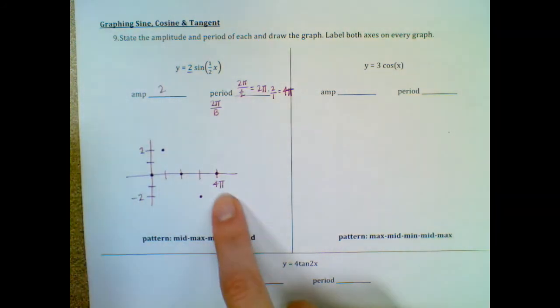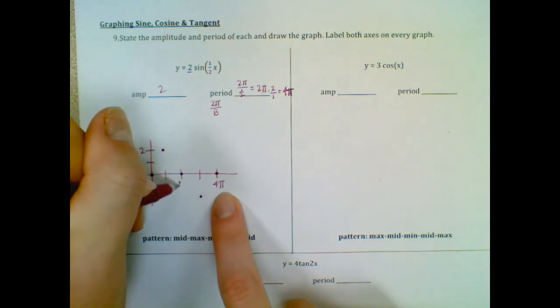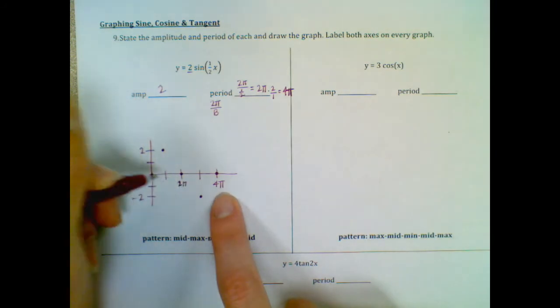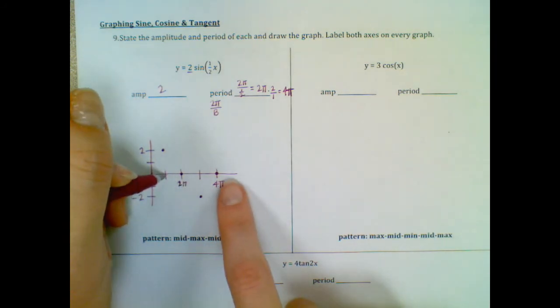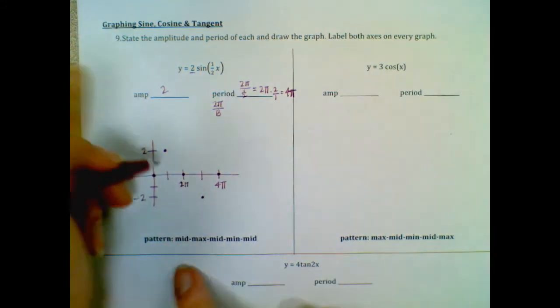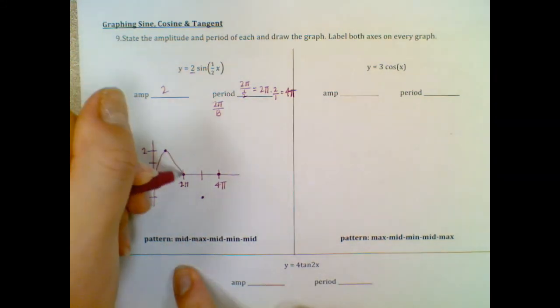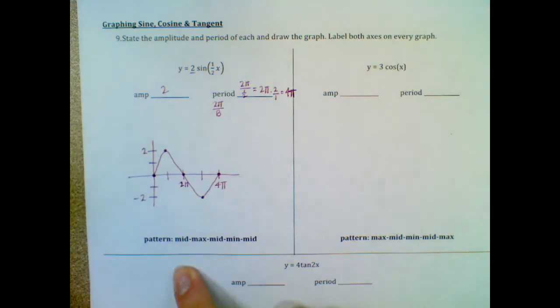Now I did forget to say, hey, what's half of 4 pi? 2 pi, right? If 4 marks is 4 pi, 2 marks would be half of that. All right, now connect your function. And you're done.